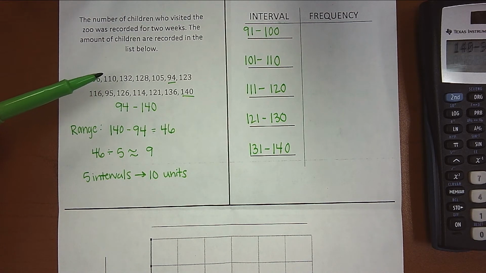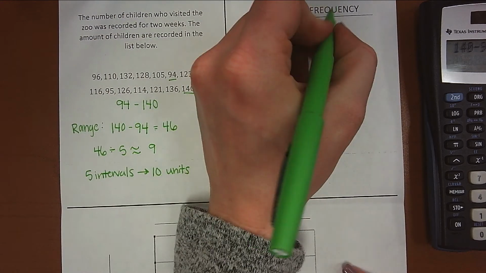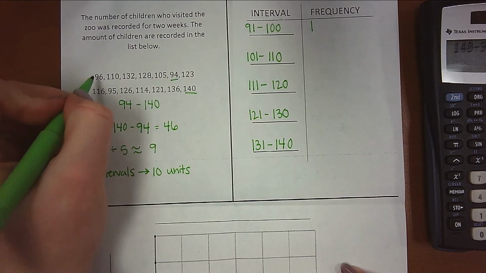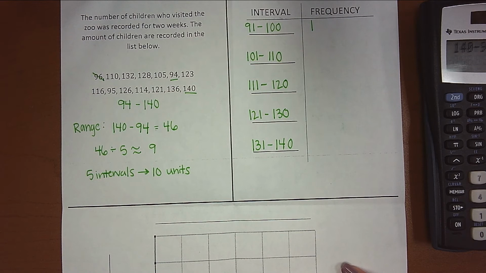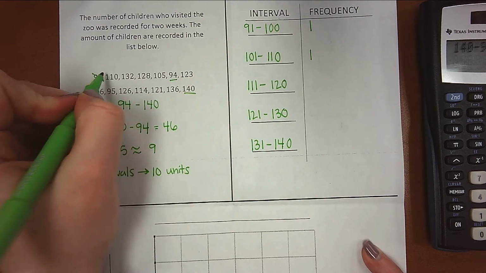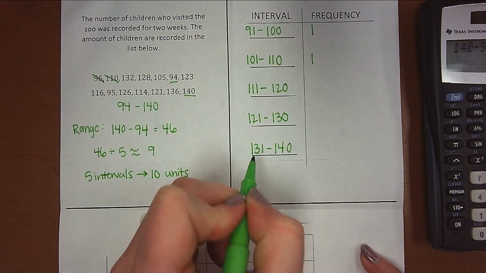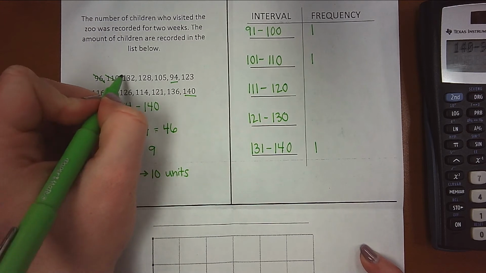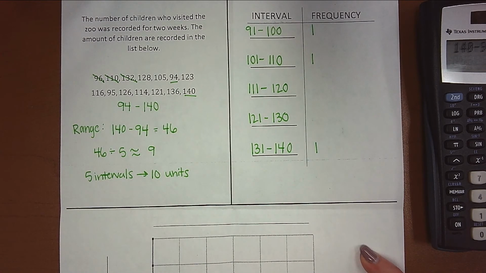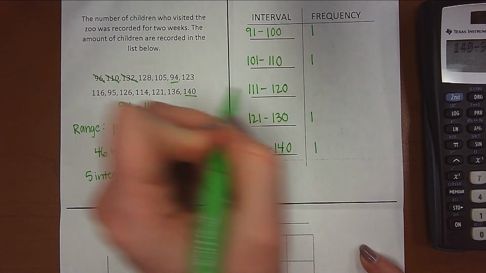And so now I have to tally where each of these numbers go. So 96 falls between 91 and 100. So I'm going to put a little tally marker here to show 96 falls there. 110 falls between 101 and 110. So I'm going to put a tally and cross it off to show that I've recorded it. 132 falls between 131 and 140. So I'm going to tally it here and cross it off my list. 128 falls between 121 and 130. I'm going to tally it here, cross it off.